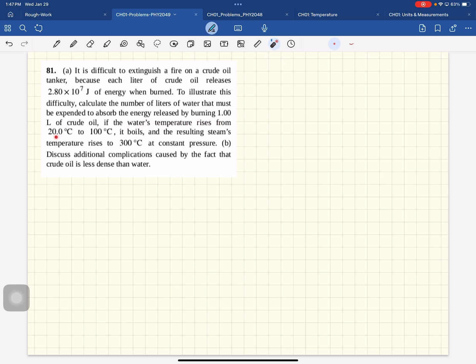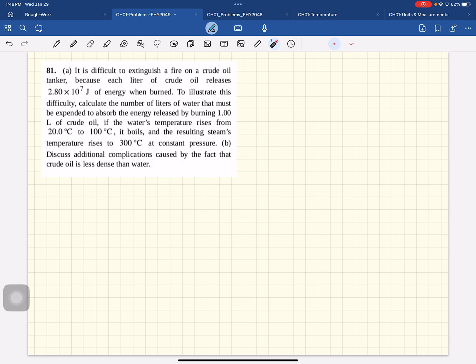rises from 20 degrees Celsius to 100 degrees Celsius, it boils and the resulting steam's temperature rises to 300 degrees Celsius. So what this is saying is you have 1 liter of oil, you burn it, you're releasing so much heat, and now you're going to use this heat to heat the water, boil it, and then raise the temperature of the steam.